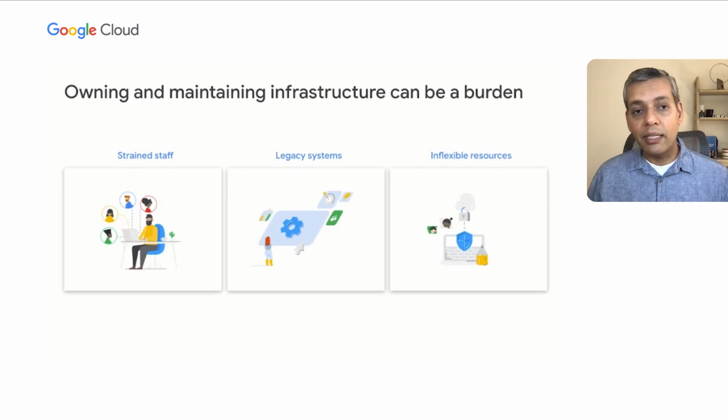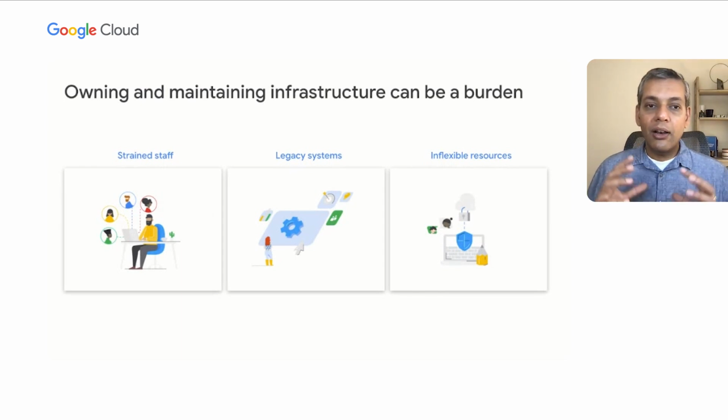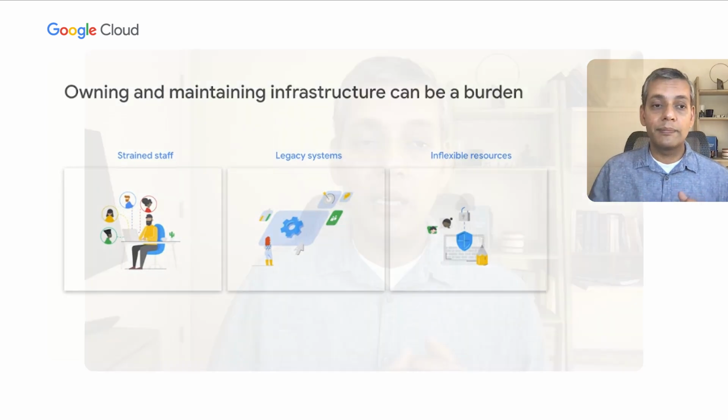But it also means that they're using legacy systems that are not adding value to the business other than keeping the lights on, and therefore they can't scale with ease. They're locked into what they have on premises and are forced to pay for over-provisioning and forced to provision for peak usage. So how do we solve this problem?